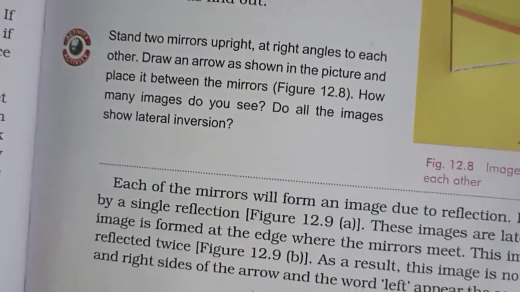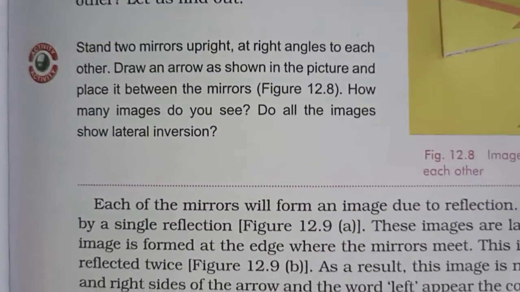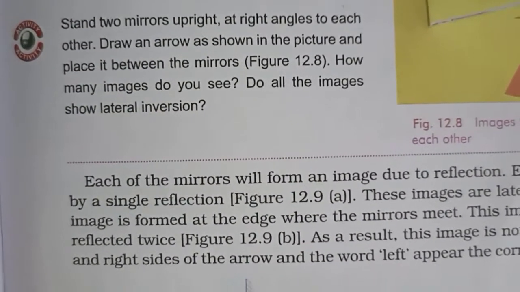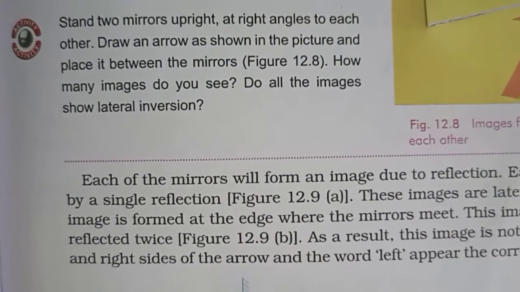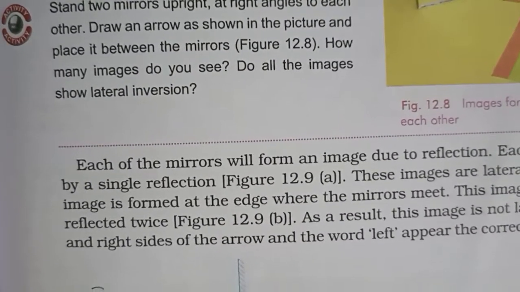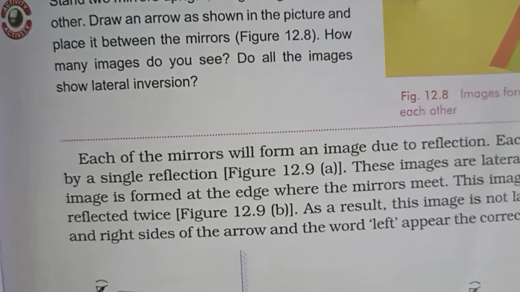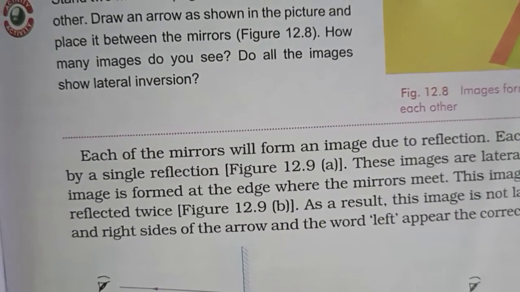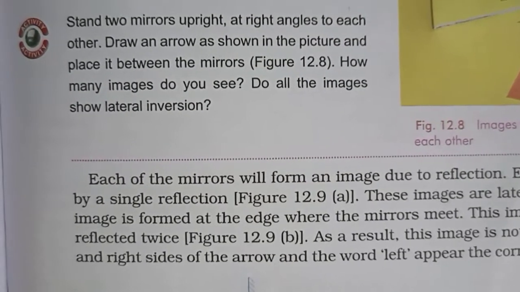For example, if two plane mirrors are placed at an angle of 90 degrees to each other, draw an arrow as shown in the picture and place it between the mirrors. How many images do you see? Do all these images show lateral inversion?